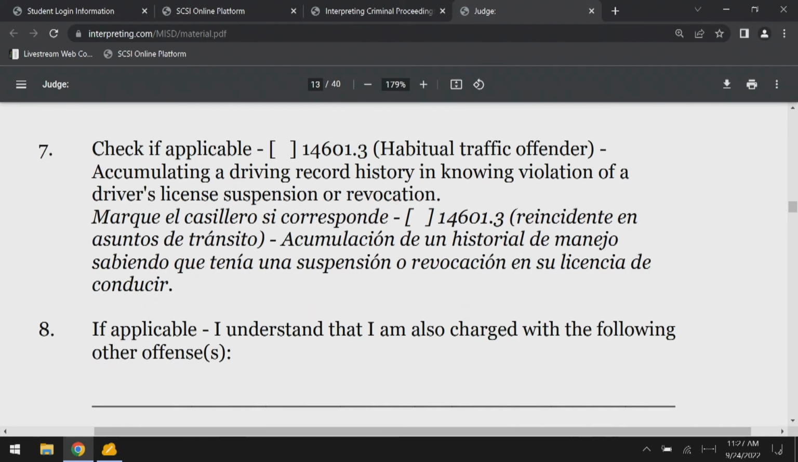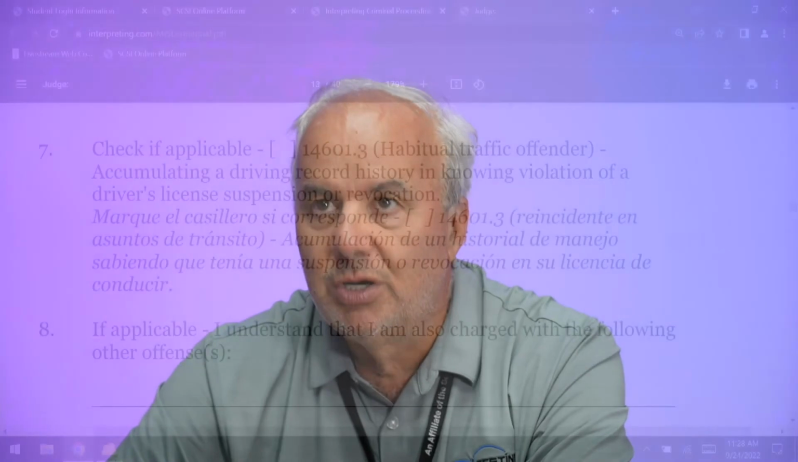Now, on page 13, it talks about a habitual traffic offender, someone who generally has a history of driving without a license, or driving with a suspended or revoked license. So there is a difference between driving without a license once versus driving without a license and being caught 15 times. After 3 times, they call you a habitual traffic offender, which carries more punishment, obviously. Each time they stop you because you don't have a driver's license.